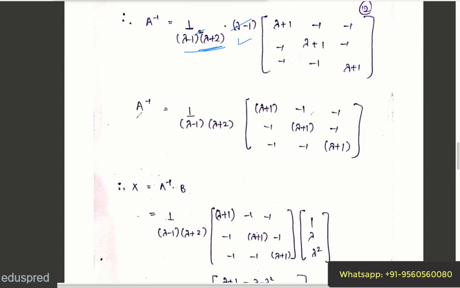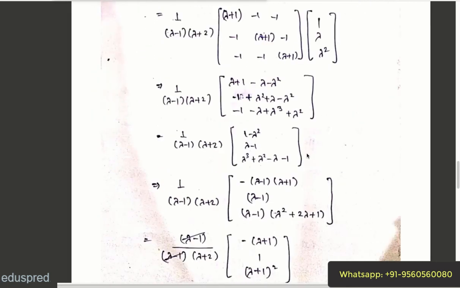Also, our main objective was to find X and not A inverse. Your X is equal to A inverse B. Now post multiplying A inverse by B, I will get this. Doing all the calculations, I will get that your X is equal to 1 divided by lambda minus 1 multiplied by lambda plus 2, times minus of lambda minus 1 multiplied by lambda plus 1.